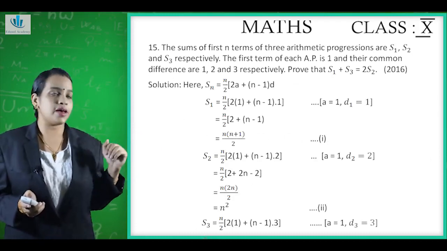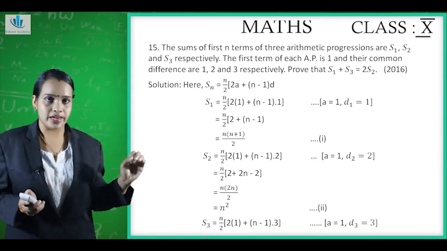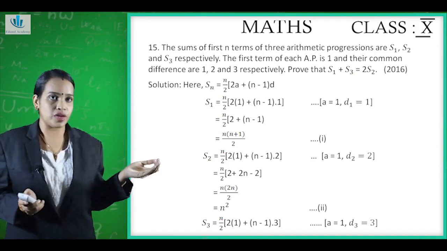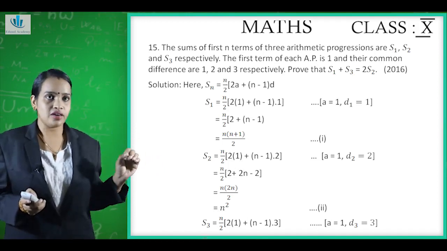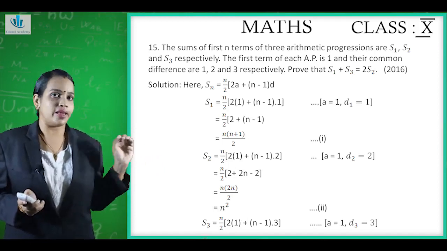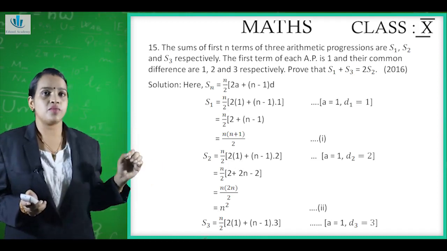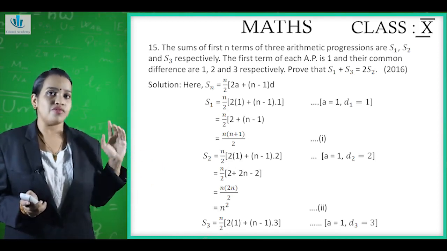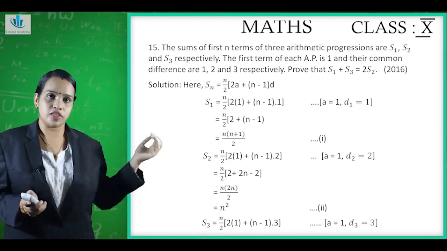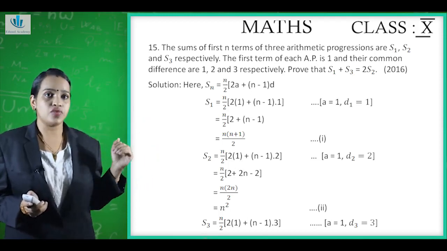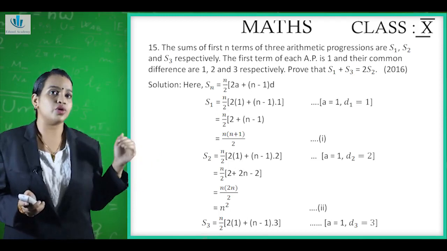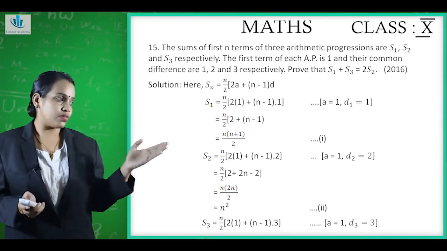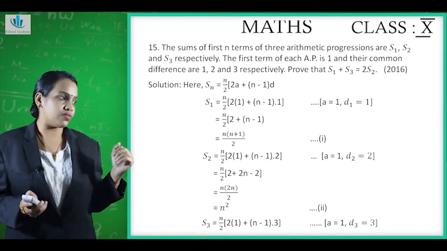Now we will see the next sum. The sum of first n terms of 3 arithmetic progressions are S1, S2 and S3 respectively. The first term of each AP is 1 and their common differences are 1, 2 and 3 respectively. Prove that S1 minus S3 is equal to 2 times S2. Now this question appeared in the year 2016.